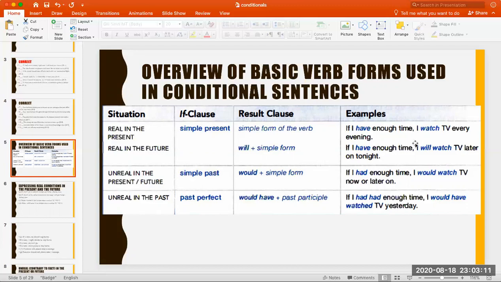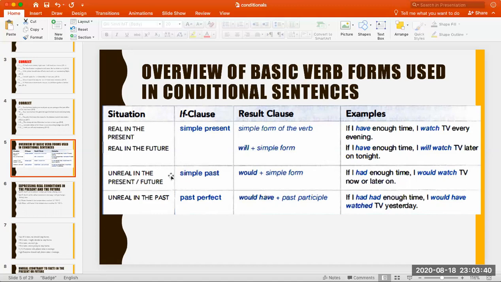Sometimes you don't have to use will or can because it's a fact. If I have enough time, I will watch TV later on tonight. Basically, these two sentences have the same meaning, and they suggest that there is a possibility that I will have time later on. So there is a possibility I will be watching TV.